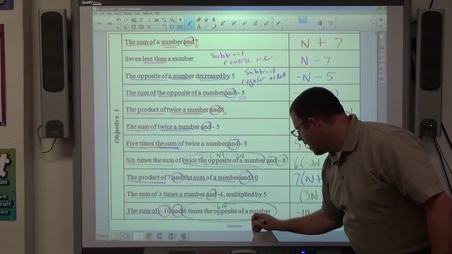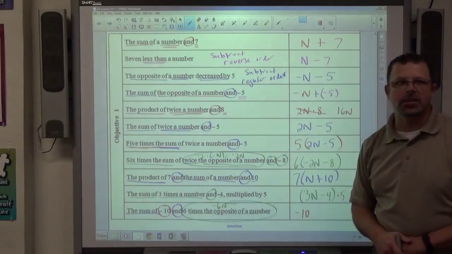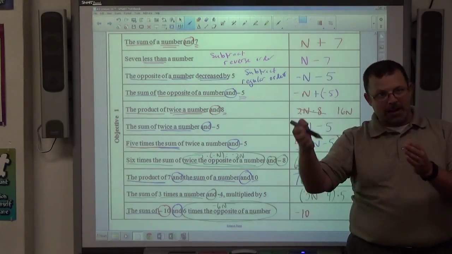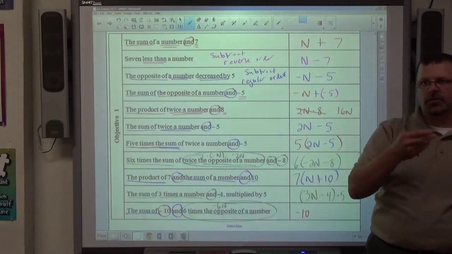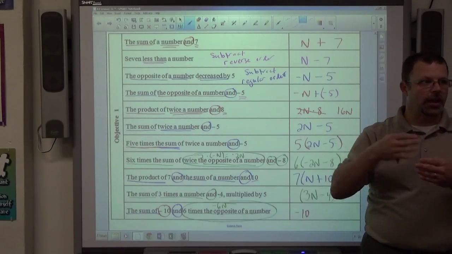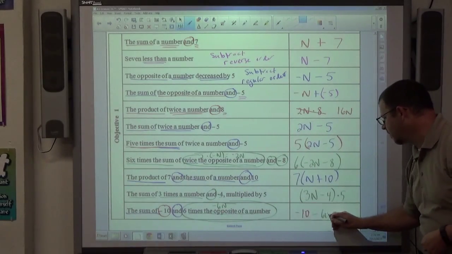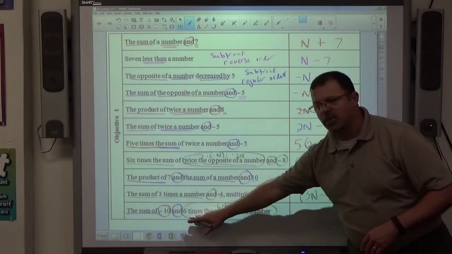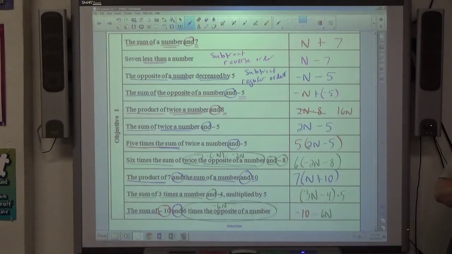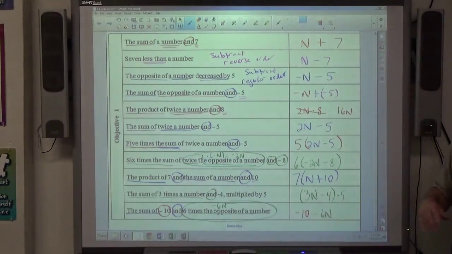Negative 6n, right? N is the number, minus n makes it opposite, and 6 times that makes negative 6 times n. Typically minus signs go first, and then number, then letter. So, n, make it negative, then times 6, the 6 goes in front of the minus sign. So negative 6n is what that is. Plus negative 6n is minus 6n. There is multiplication happening in this one, but it's not 6 times the sum. It's just 6 times the opposite of the number that's being added to negative 10. So there's no parentheses necessary in the last one. And again, that tends to be the most challenging part of these problems.